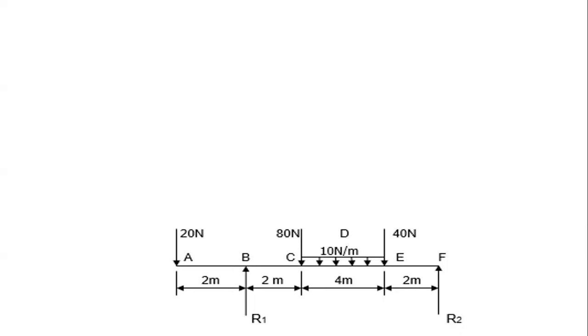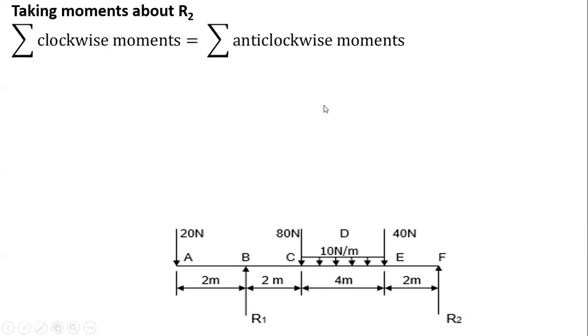Now we can decide to take moments either about R1 or we can choose R2. Whichever we choose, the principle still remains the same. So in this case, we are taking moments about R2. What principle are we applying? We're saying the summation of clockwise moments is supposed to be equal to the summation of anti-clockwise moments. This is the principle. Where is R2 in this diagram? It's here on the far right.